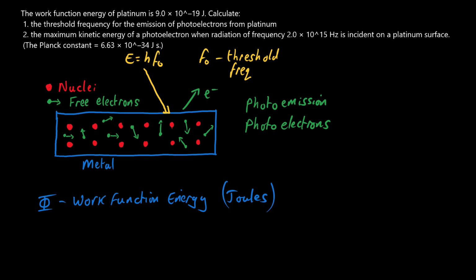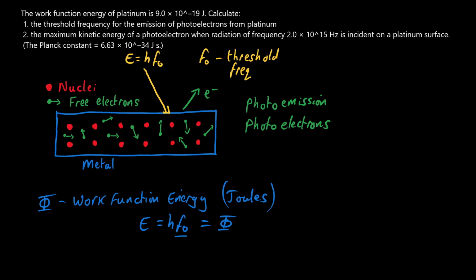If we have a photon at the threshold frequency, so this photon for example, and it hits the metal, the photon will just about have enough energy to liberate the electron from the surface. So this electron here will not have any kinetic energy. It will not fly off the surface at a certain velocity. This means that the energy of the photon with the threshold frequency is equal to the work function energy, which again is the minimum amount of energy to liberate this electron.